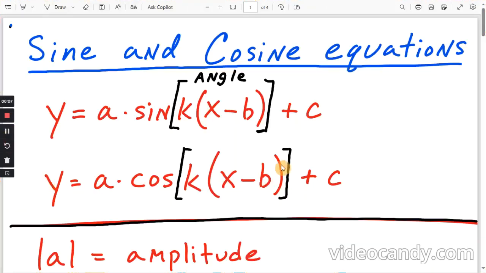All right, for the examples we're about to do, there is no plus C. There is no vertical shift up or down. So if there's no plus C on the end, that means C is automatically 0, and the line that goes in between the max and min will just be on the x-axis. So you'll see that on the upcoming examples.